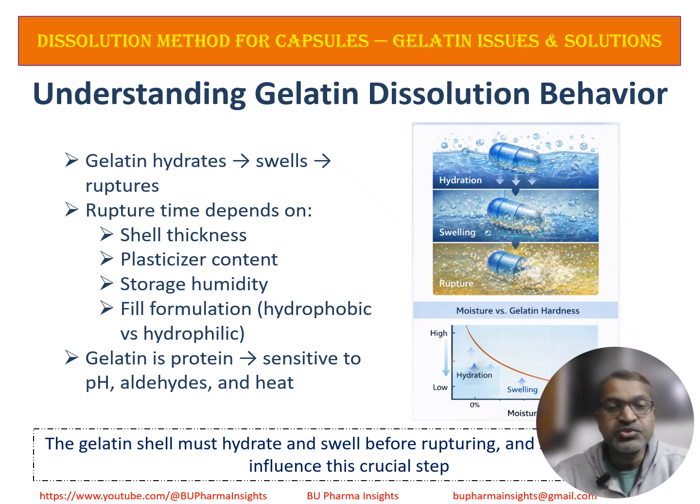Another critical issue is chemical cross-linking. Aldehyde vapors from excipients, inks or packaging can react with gelatin and form cross-linking. This makes the shell harder to dissolve and delays rupture. Remember, gelatin is a protein, so it is sensitive to pH, aldehydes, and heat. That's why proper storage and formulation control are essential for reliable capsule dissolution.